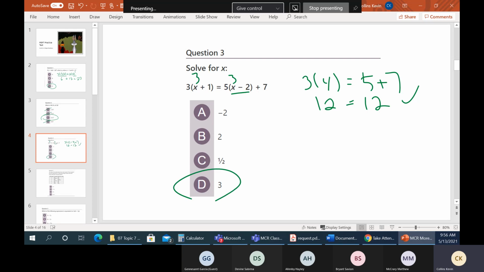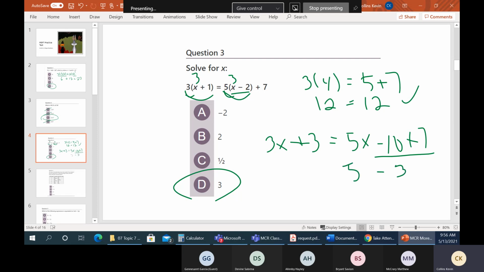Okay, so if you did the algebra, we'd go ahead and distribute, right? So this would be 3x. This would be plus 3. Over here, we'd have 5x. And then 5 times negative 2 is minus 10, and then plus 7. All right, so go ahead and do that. We'll put these two guys together. That would give you a minus 3. So 5x minus 3 equals 3x plus 3.